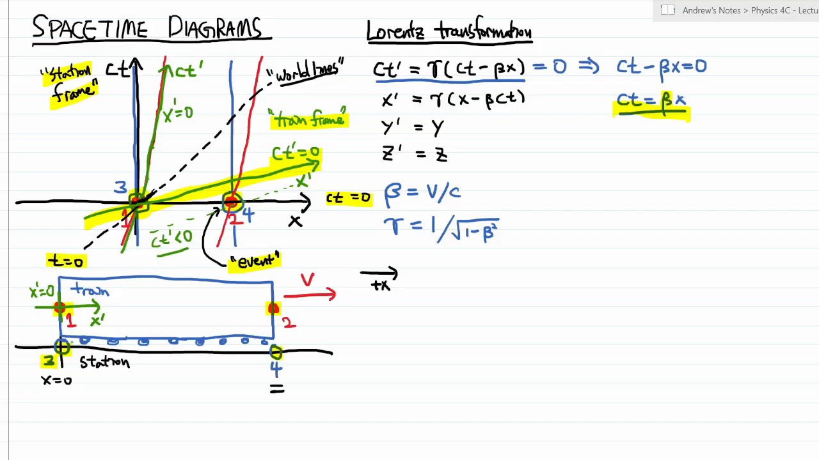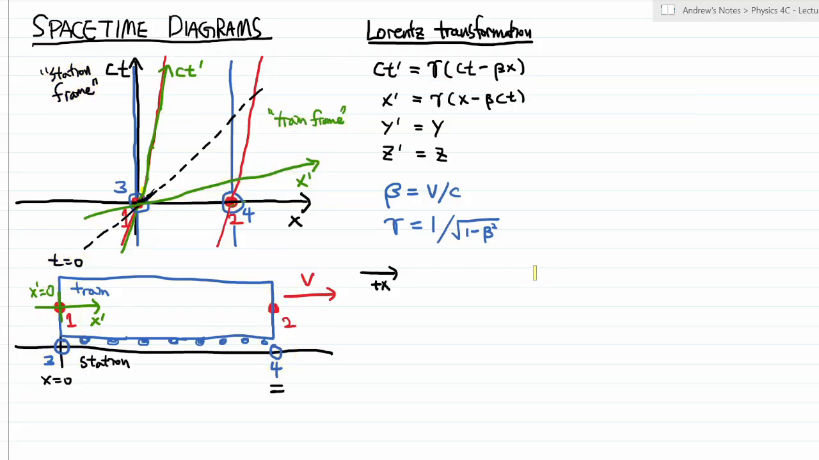So in the train frame, the front of the train crosses this point before the back of the train does. If this sounds weird to you, I want you to think back to when we said simultaneity is relative. That is what this space-time diagram is illustrating: that these two events, which happened simultaneously in the station frame, do not occur simultaneously in the train frame. Okay, let me wrap up with two more examples.